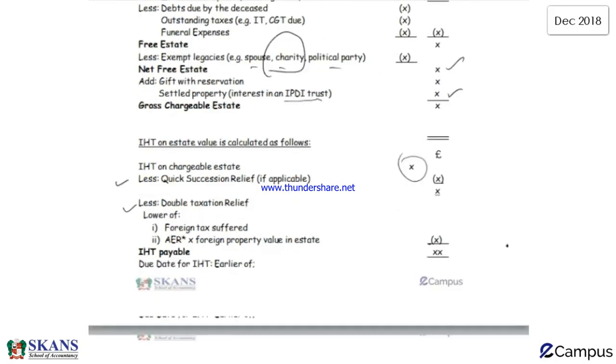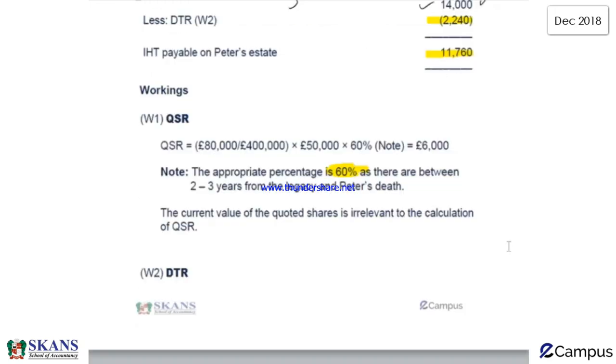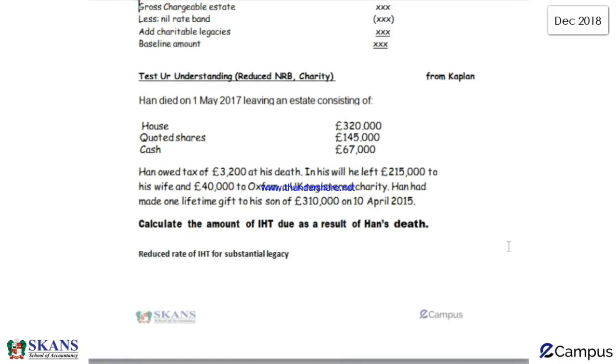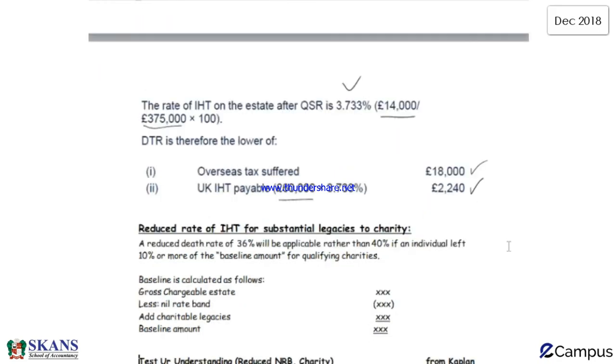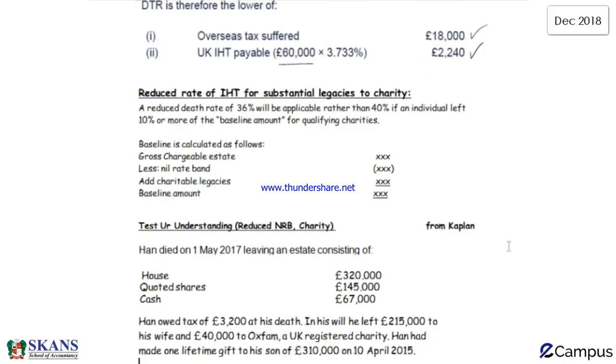But this is just one benefit. If someone left substantial legacies to charities on death, there is another exemption applicable, that you will still be able to deduct all these charitable donations, but the applicable rate would reduce. Rather than after application of nil rate band, we will be applying 40, we'll be applying just 36%. But when are we gonna do that? So from now onward, you should make a habit that if someone's will says charitable legacies, you must consider the application of 36% rate. And how you should consider that?